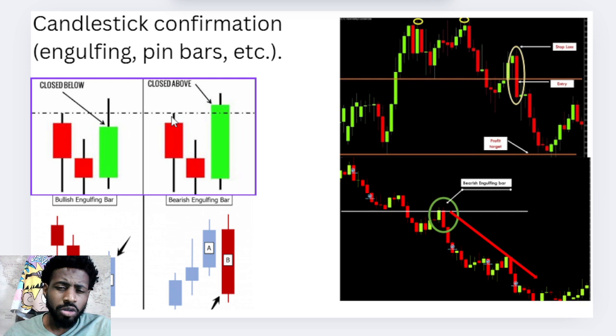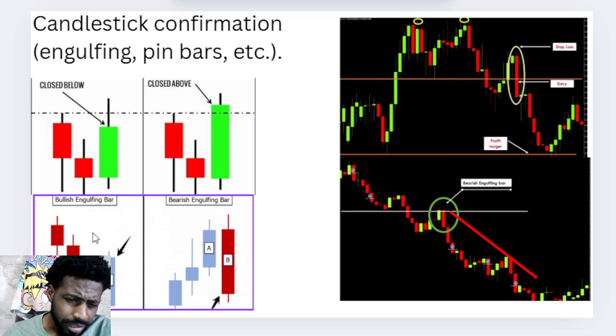But right here it closed right above it, which means this is an engulf bar. This is the close. This is the wick. This is your wick, this is the body of your candle. If the body of your candle closes above the previous two candles' wick high, then it's a good time to enter. That's an engulf bar. Bullish, as you can see right here.